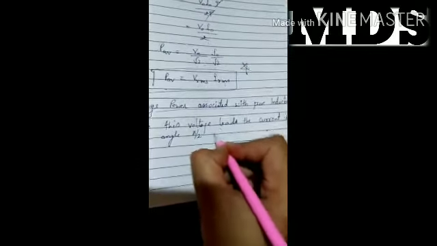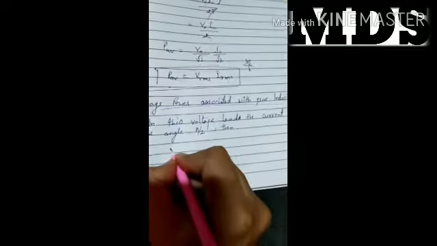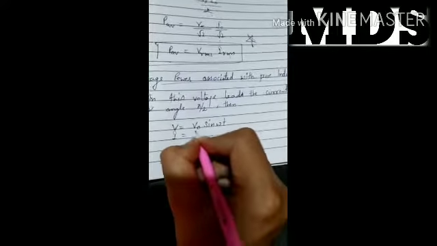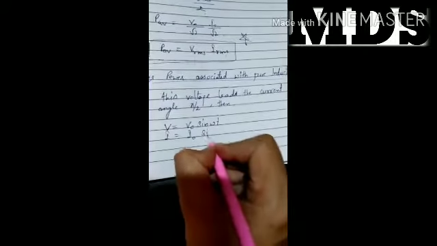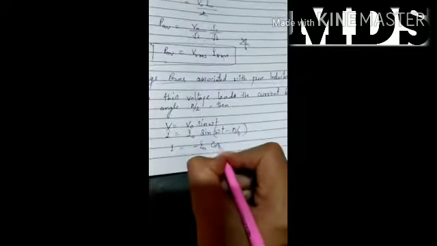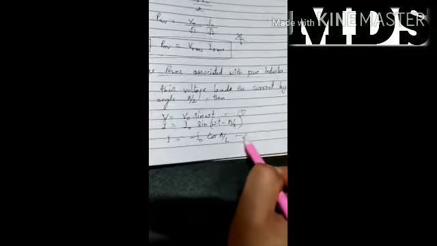Then we can write the voltage V equal to V naught sin omega t, and the current in the AC circuit for the inductor, I equal to I naught sin omega t minus pi by 2. Clear now? From here, sin of omega t minus pi by 2 gives I equal to minus I naught cos omega t. These are the two equations, first equation and second equation.